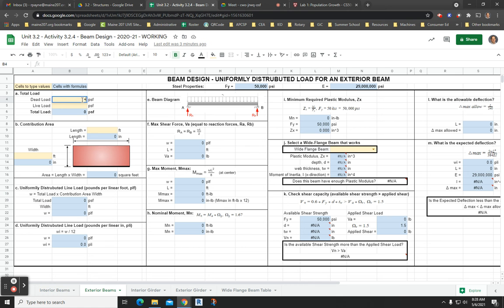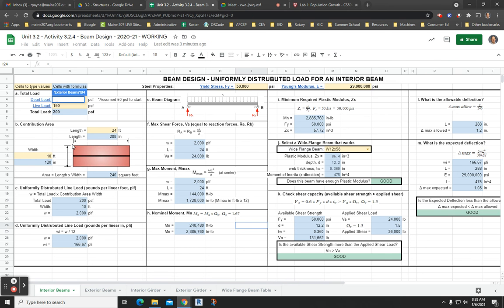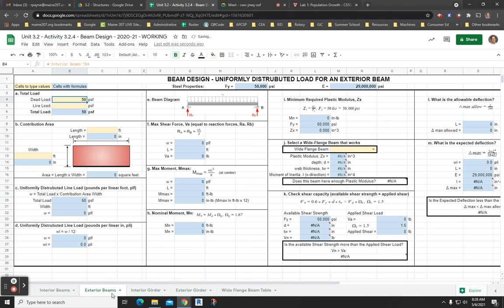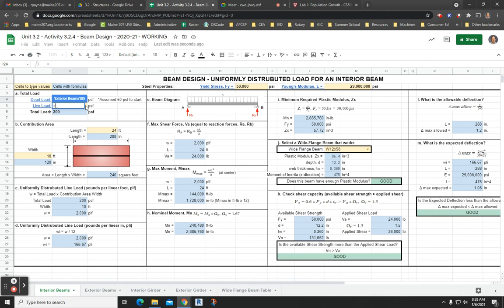So what you can do is type equals, click on the interior beam sheet, and click on, it's going to be hard to do it exactly because they have some kind of pop-up there, but try to click on cell B4 and then hit enter. It'll take you automatically back to exterior beams. Do the same thing with the live load. Equals, click on the interior beam sheet and try to work your way around. If it doesn't work, click on C5 and then hit the left arrow key and it'll take you back to B5. It's a little trick. And then hit enter.